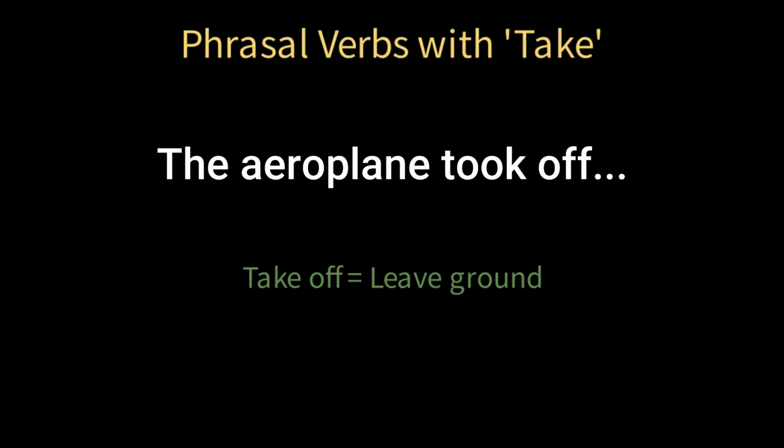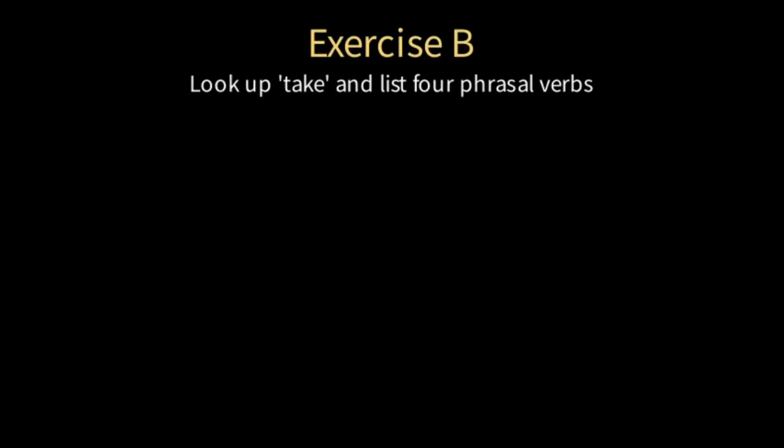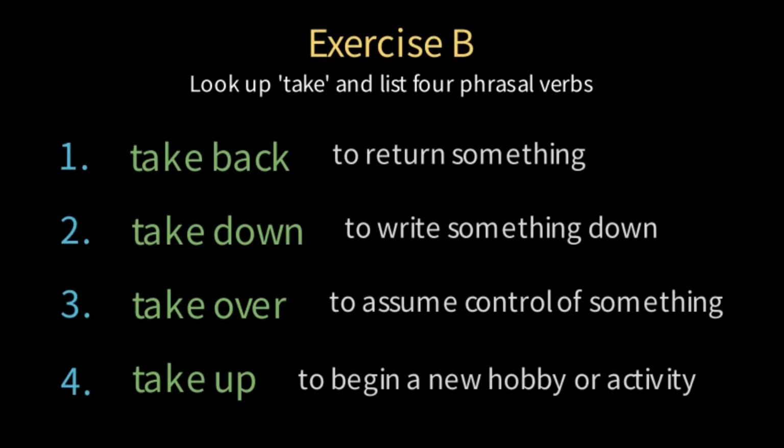Let's do exercise B. In exercise 2, we are asked to look up the dictionary entry under age and list 4 different phrasal verbs. The 4 different phrasal verbs that I've looked up are take back, it means to return something; take down, it means to write something down; take over, it means to assume control of something; take up, it means to begin a new hobby or activity. Pause the video again and make sentences using these phrasal verbs. Now let's do exercise C.